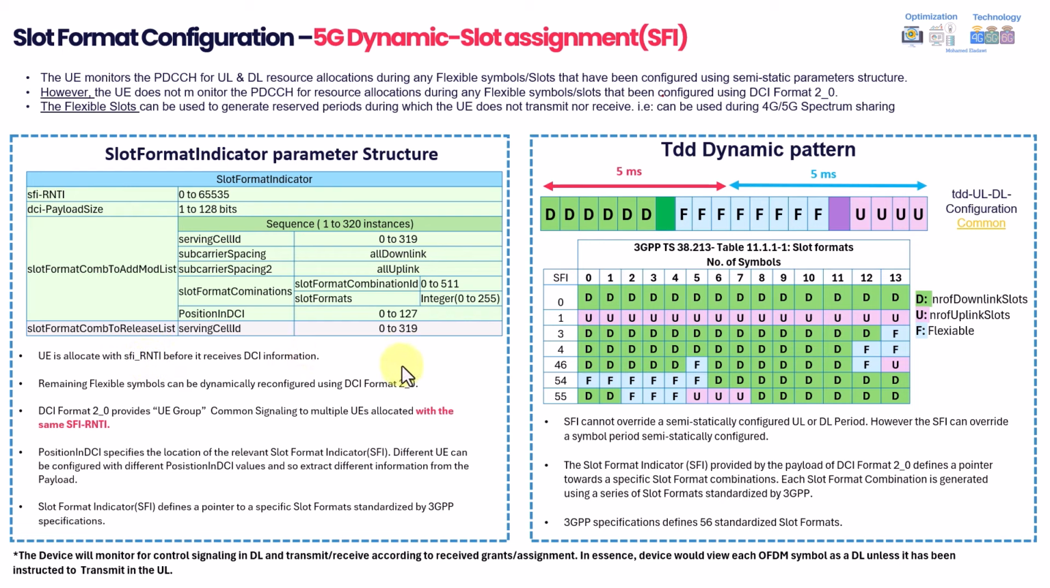Once you receive the DCI information, this DCI format 2_0 provides group common signaling. So it will be sent for a group of users which are allocated the exact same SFI-RNTI.